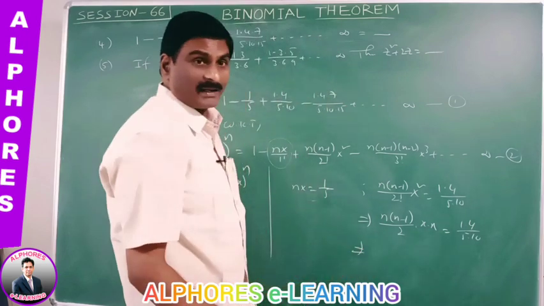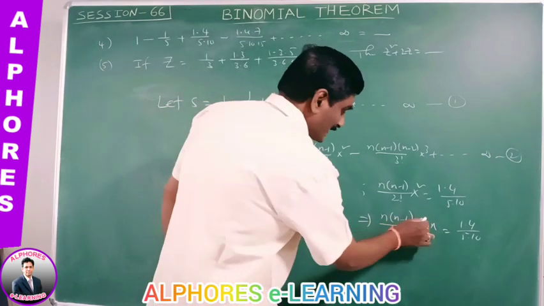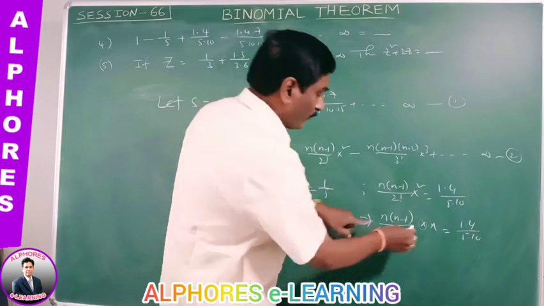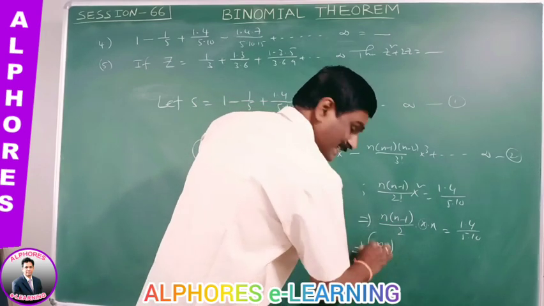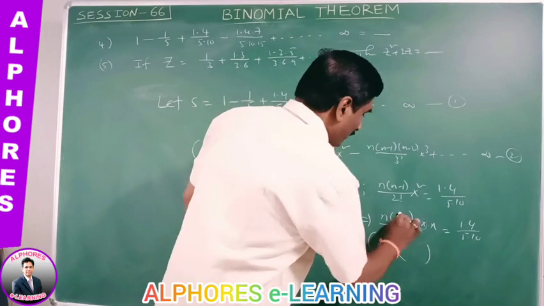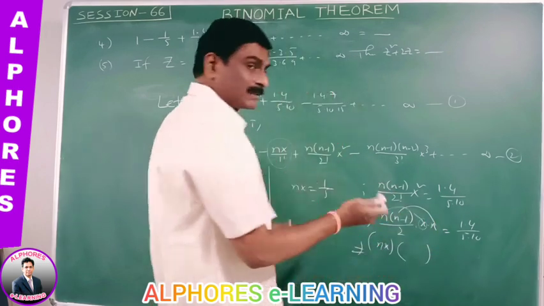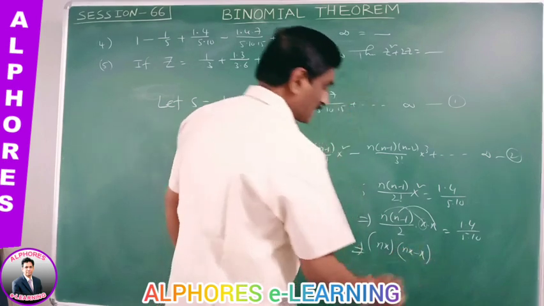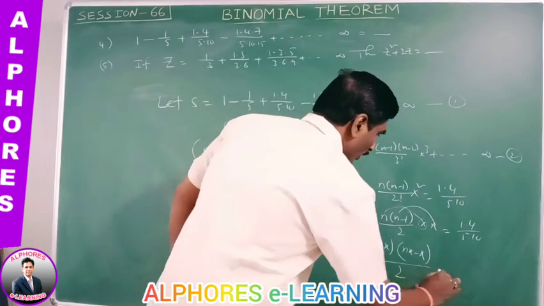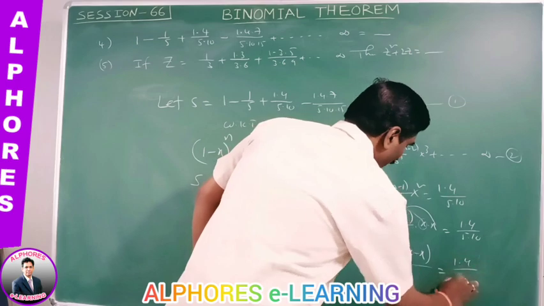Here, what is the value of x? x into x means x square. First we multiply this x into this n value. This value is equal to nx into n minus 1 into x, that is n into x. Separate these values. n minus 1 into x means nx minus x, by 2 is equal to 1 into 4 by 5 into 10.